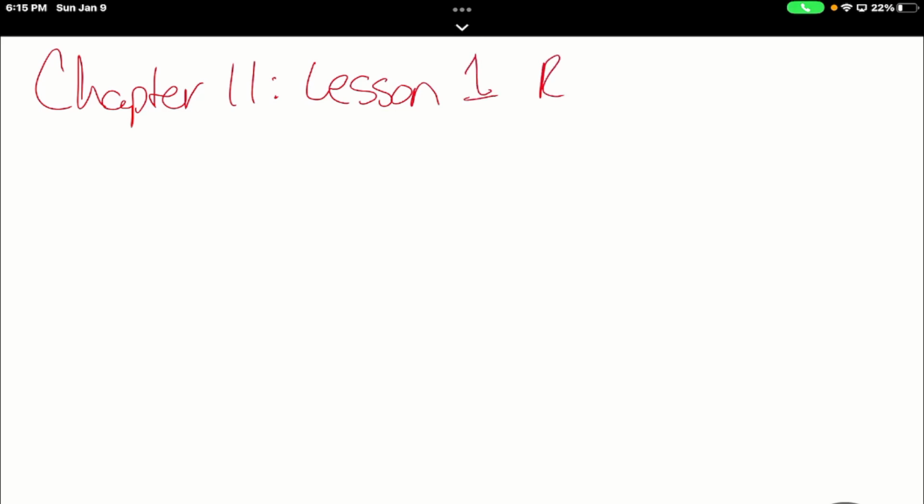So diving right into chapter 11's material. So let's see here. Might help if I'm on the pencil. Okay, chapter 11. Our first lesson corresponds to these things called radical expressions.